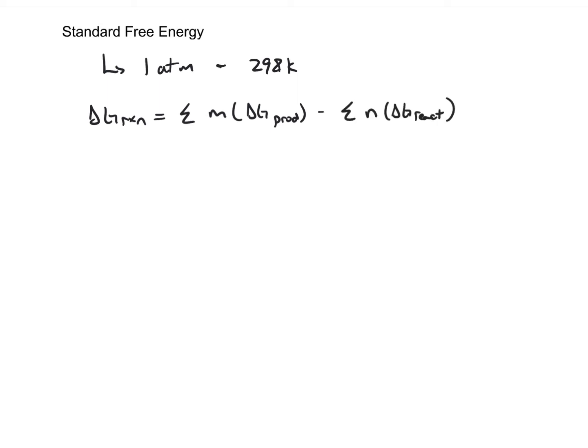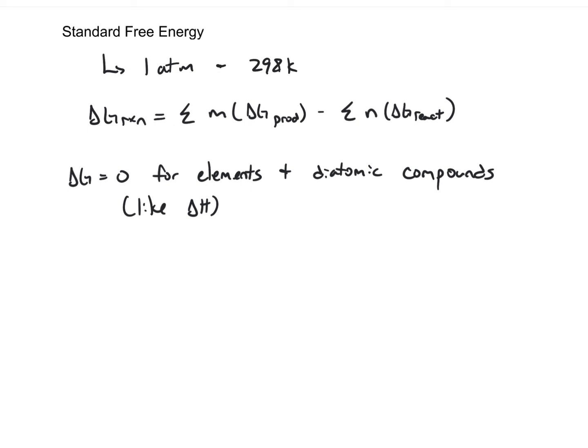Now I'd like to talk about calculating standard free energy. Once again, standard means that we're at 1 atmosphere pressure and 298 Kelvin. Now we're going to calculate standard free energy the same way we calculated standard enthalpy or standard entropy. Standard free energy of a reaction is calculated by taking the sum of the moles times the free energy of the products minus the sum of the moles times the free energy of the reactants. Free energy is like enthalpy in that the free energy for any element or diatomic molecule in its standard state of matter is equal to 0.